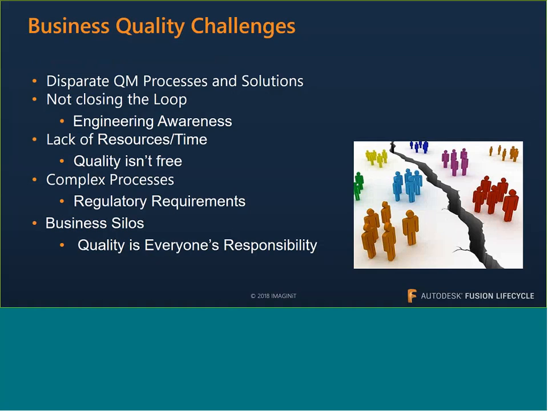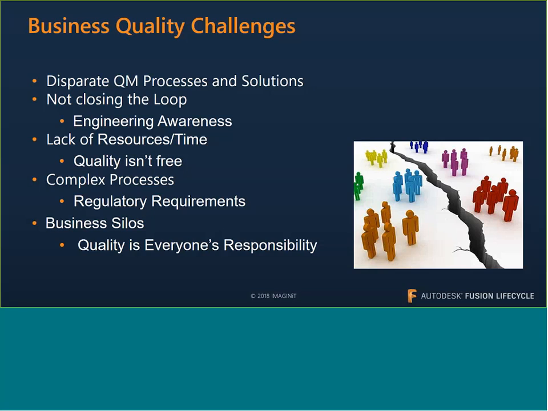So what are some of the business challenges that we see around quality? Well, again, disparate quality management processes and solutions. QMS systems have been around for quite some time, and companies have implemented them, and again, they're usually siloed. They're sitting over there not connected to other things. A lot of times we don't close the loop.